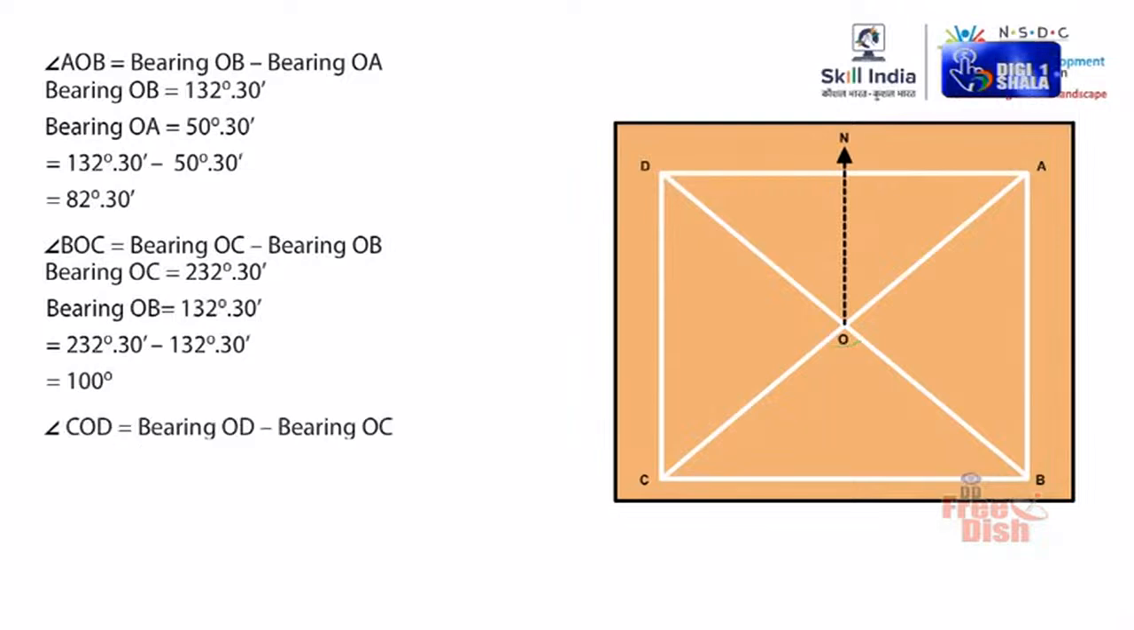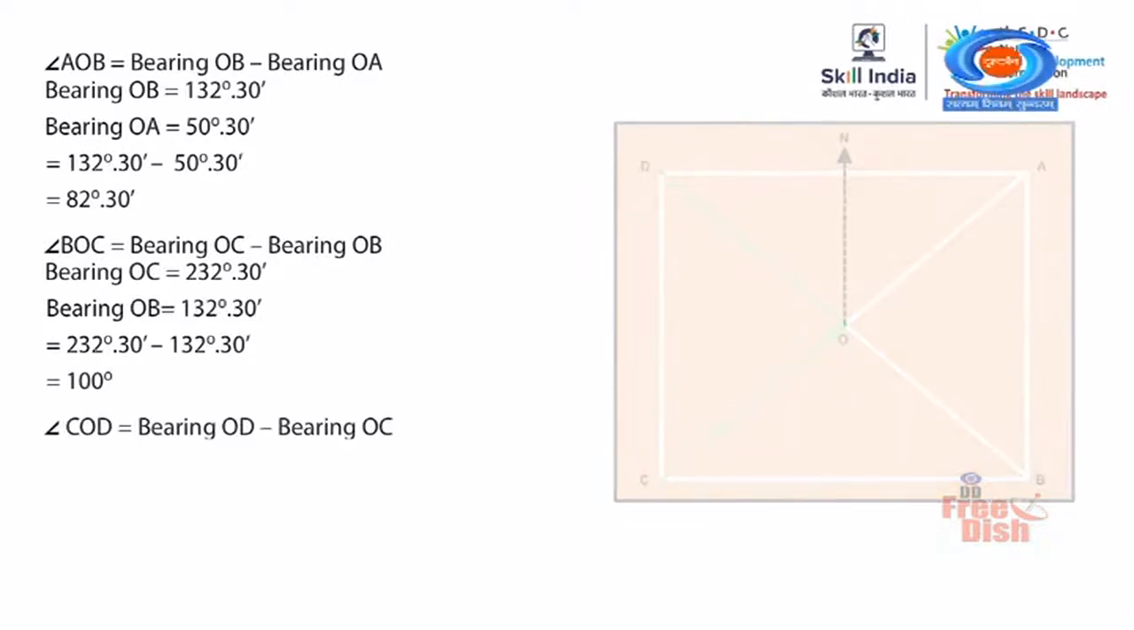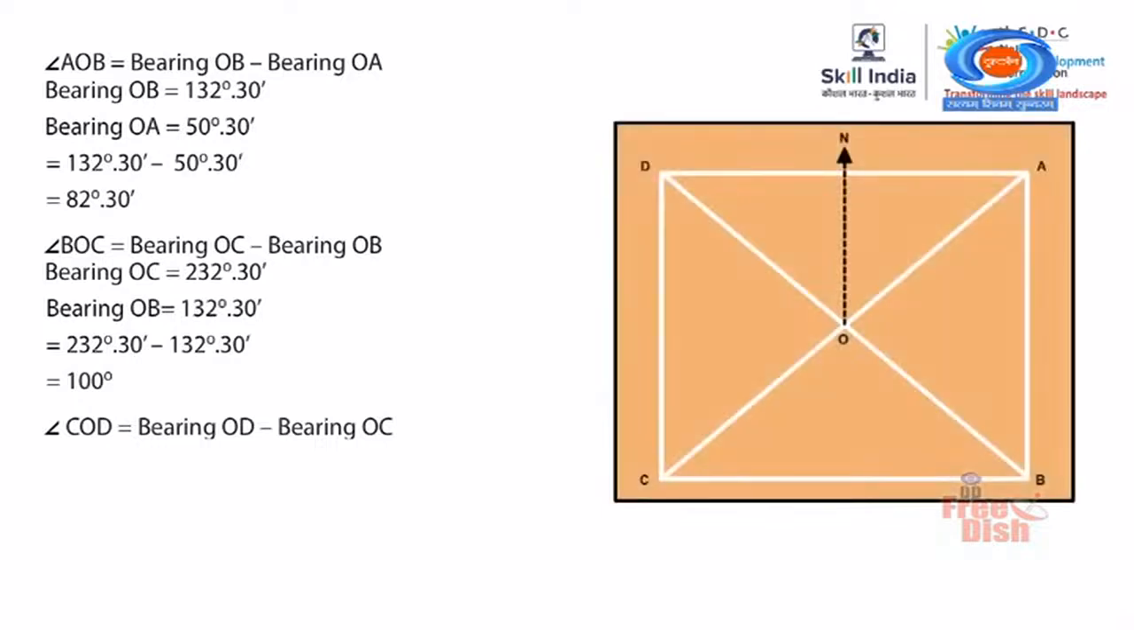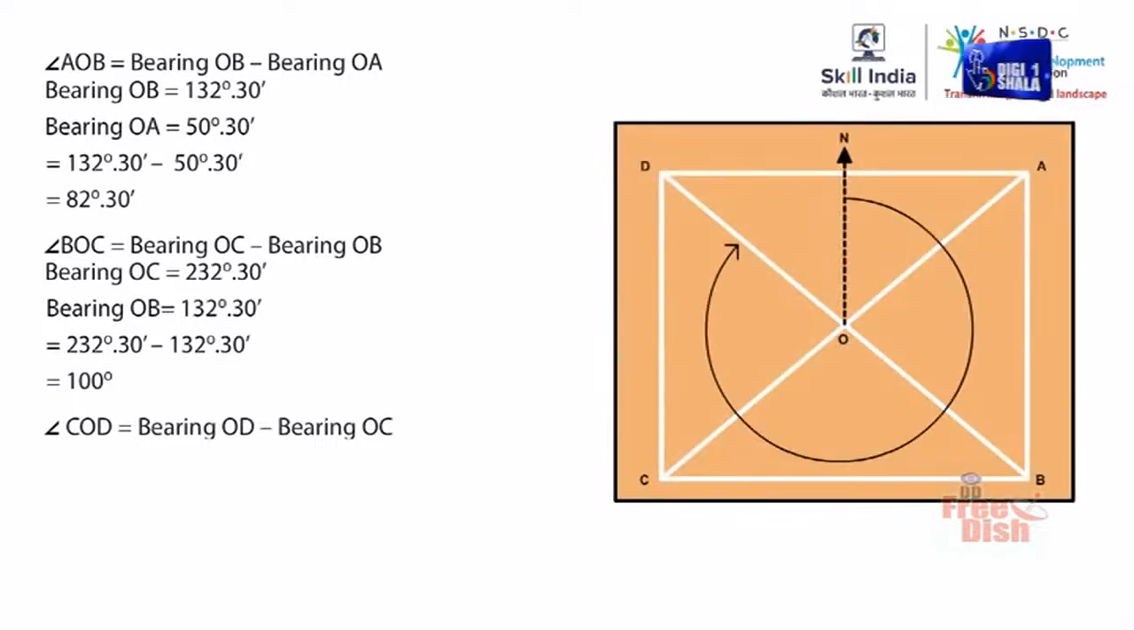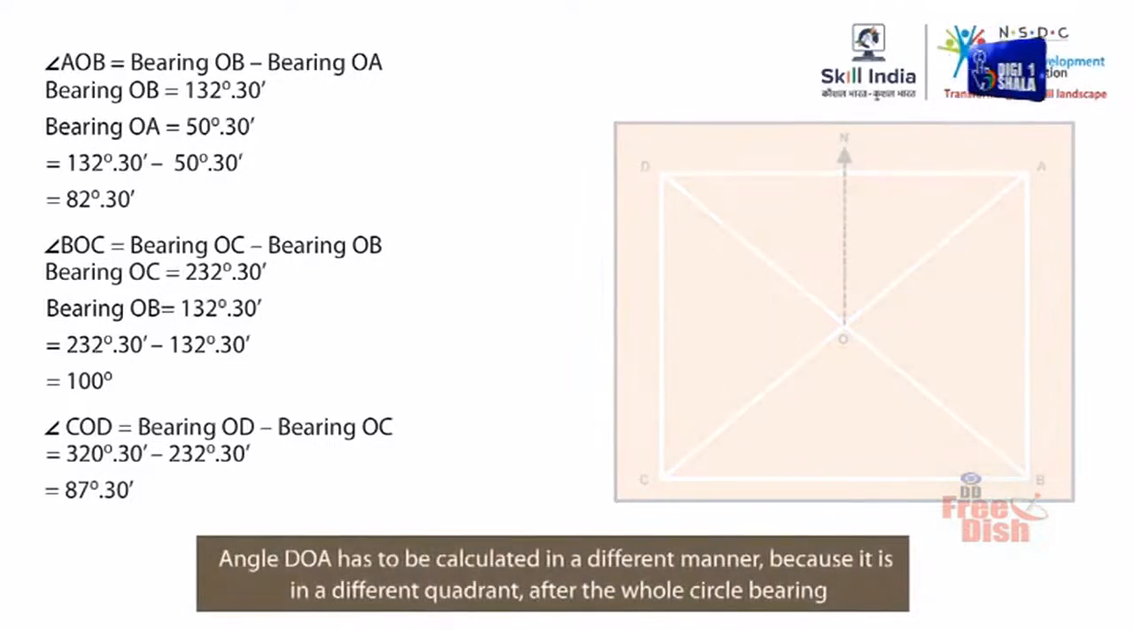Similarly, we can say that angle COD, which is the difference between bearing OD and bearing OC, is equal to 87 degrees, 30 minutes. But angle DOA has to be calculated in a different manner, because it is in a different quadrant after the whole circle bearing.